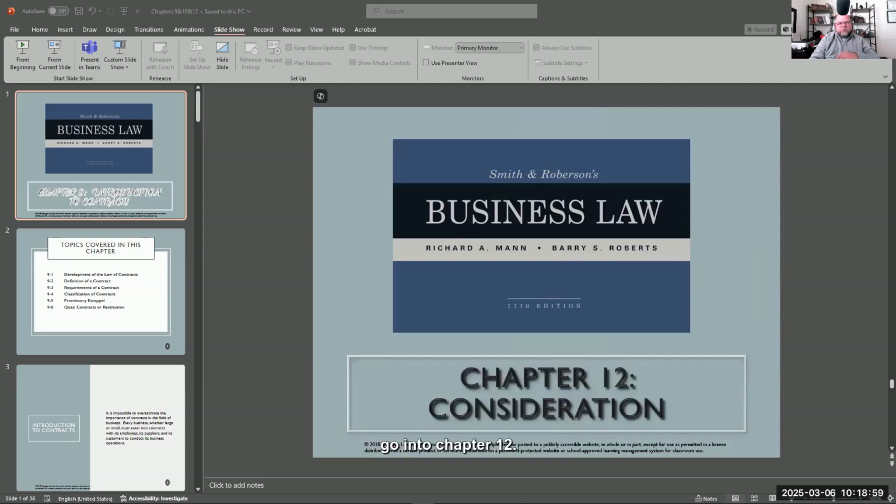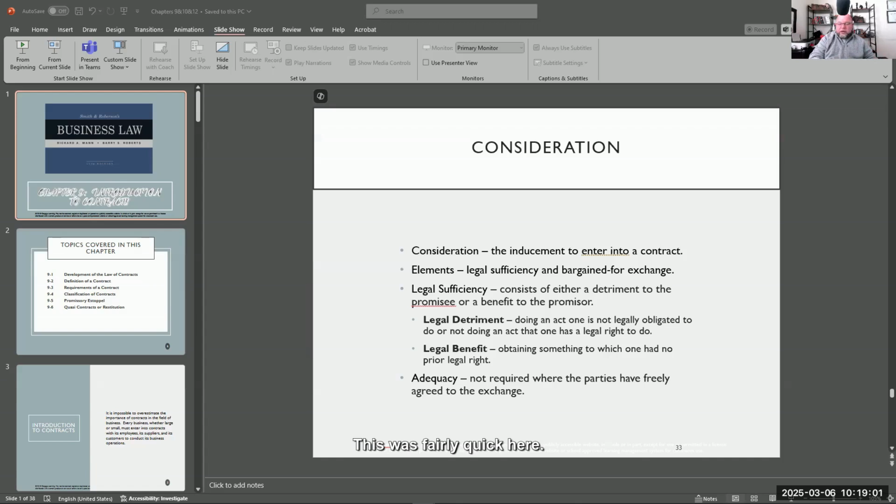And now we're going to go into chapter 12. This was fairly quick here. Chapter 12 is all about consideration. The last one was about offer and acceptance. This is consideration, that legal benefit or detriment that will affect the two parties.